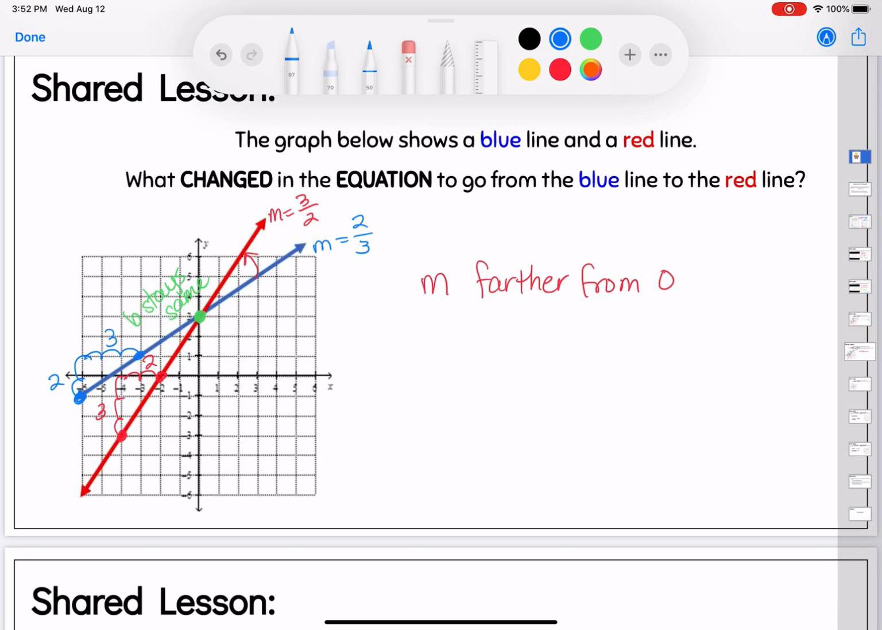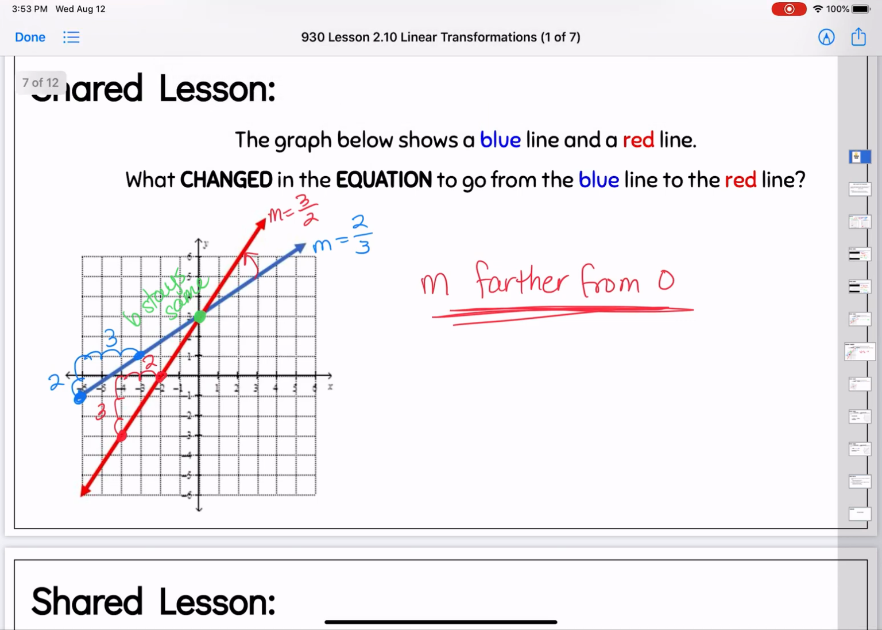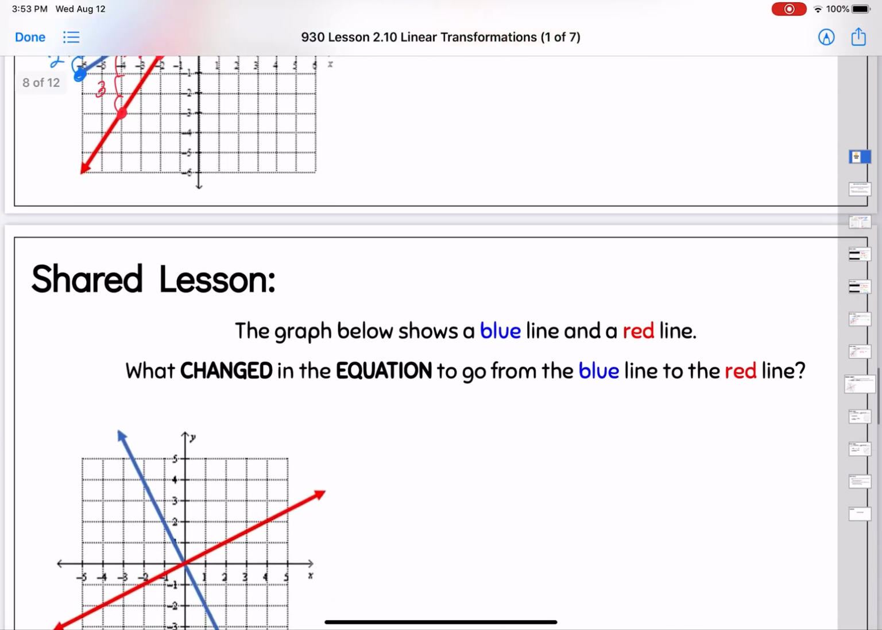So is 3/2 farther away from 0 than 2/3? Yeah, you bet it is. 2/3 is less than 1. 3/2 is greater than 1. So m is farther from 0. But all I was looking for is this part right here, right? That you understand what it means when the slope has changed, when that line is changing steepness, what has happened in the equation. So an m farther from 0 is what we're looking for there. Okay, so we looked at graphs. We could understand what has changed in the equation based off of the graph.